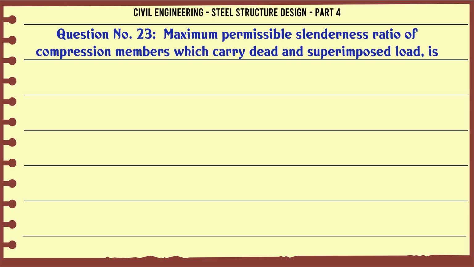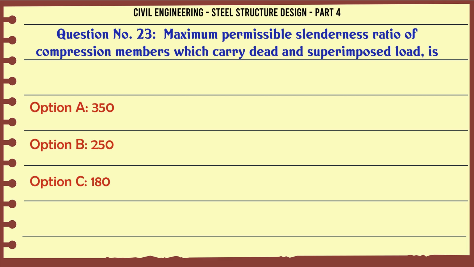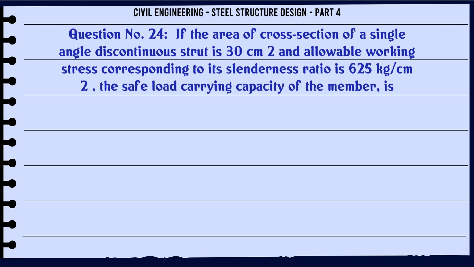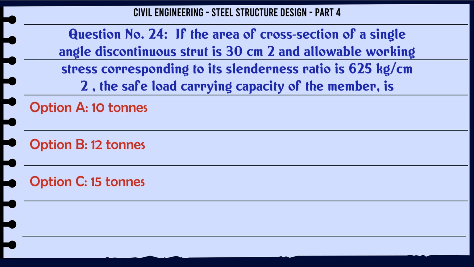Maximum permissible slenderness ratio of compression members which carry dead and superimposed load is A. 350, B. 250, C. 180, D. 80. The correct answer is 180.